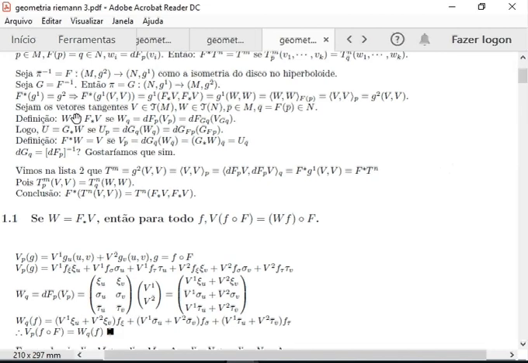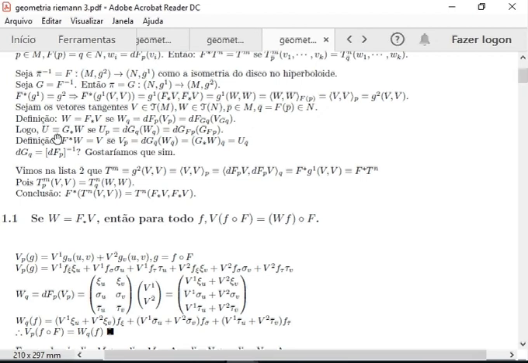The tangent vectors V in TpM, W in TqN, P in M, Q in F of P are in N. Definition: W is equal to the pushforward of V if Wq is equal to dFp Vp, which is equal to dFg(q) V g(q).